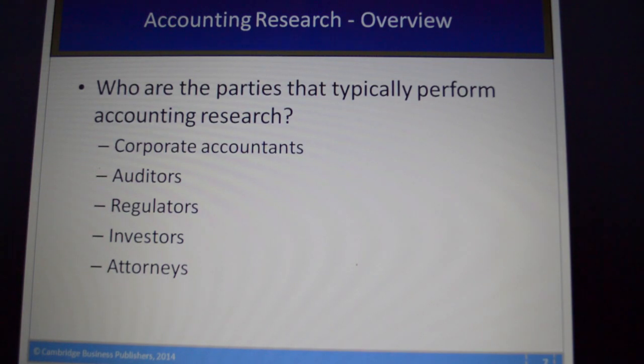Let's see which parties perform the accounting research. Over here you see there are corporate accountants, auditors, regulators, investors, and attorneys. Out of these five, auditors are the people who mostly do the accounting research. Corporate accountants do the accounting research before a transaction occurs, and the auditors do the accounting research after the company documentation is prepared.